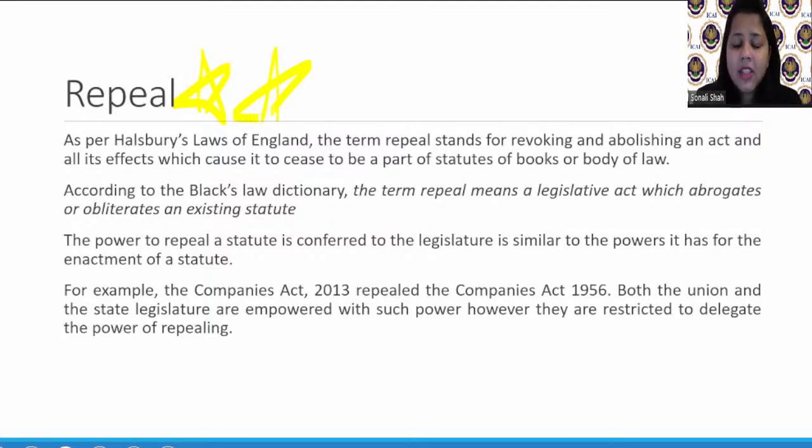Repugnant means conflict, Sushil. It doesn't mean against. There is some conflict, there is some other provision, a different provision. Is that clear?